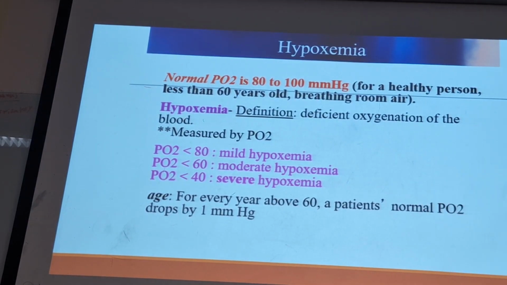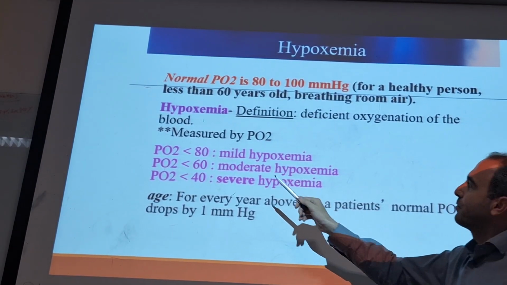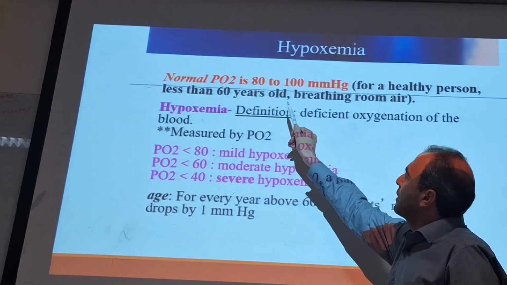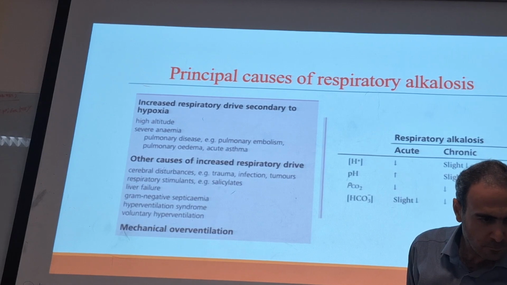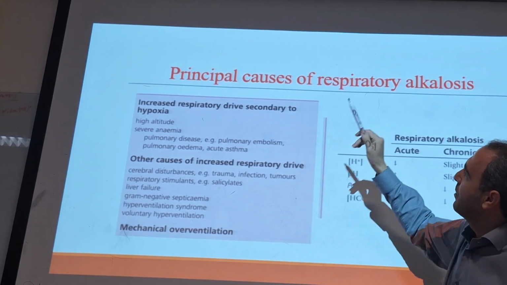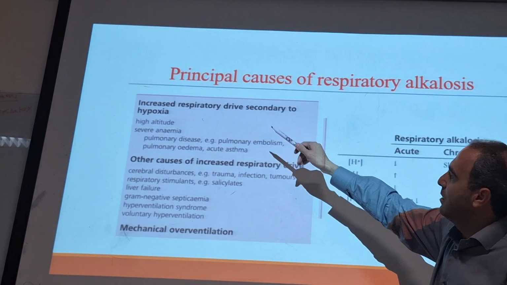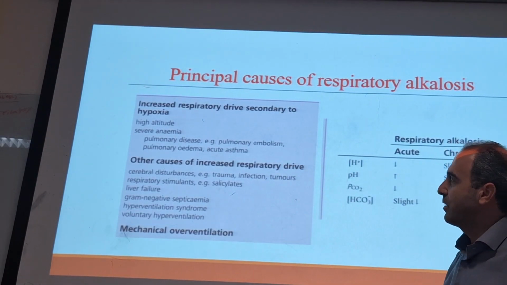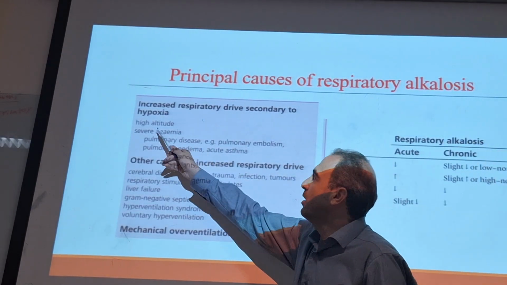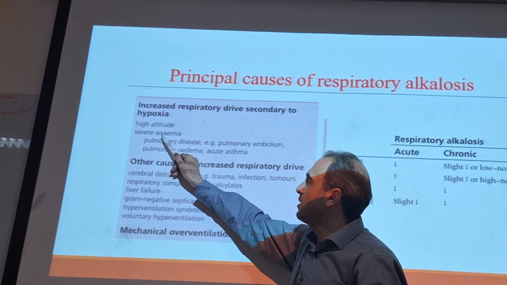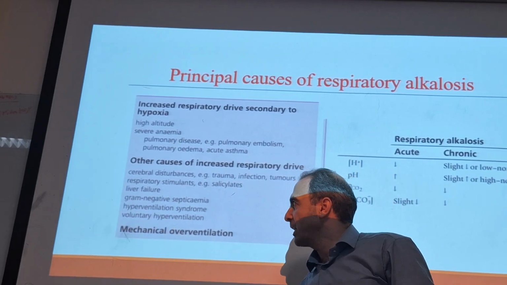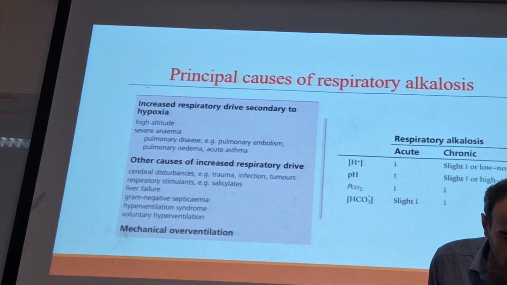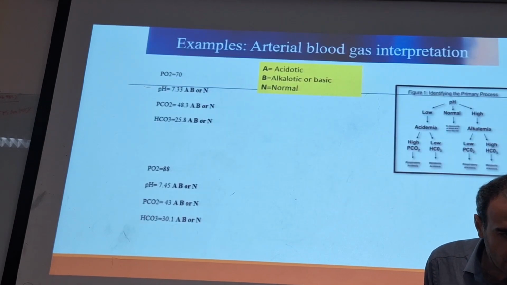Related to hypoxemia, I told you that hypoxemia is related to oxygen. And the main reasons for respiratory alkalosis, I told you, are an increased rate of respiration, high altitude, mountains, severe anemia, or some gram-negative bacteria or other situations. I have some examples here.